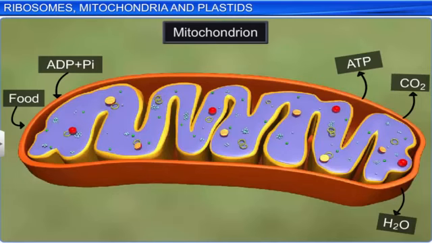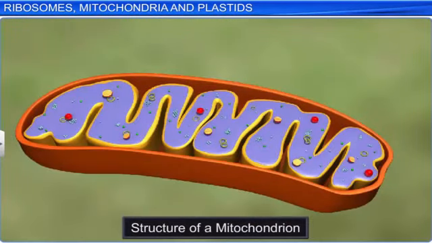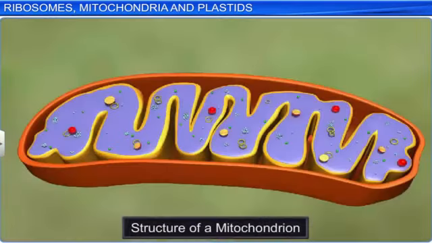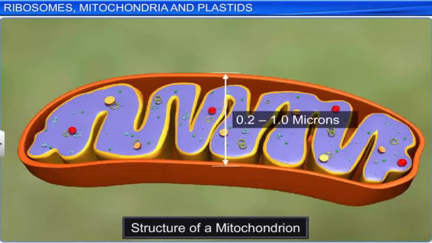The number of mitochondria in a cell varies depending on the cell's metabolism. Muscle cells, for instance, need a continuous supply of energy, and hence they contain a large number of mitochondria. Microscopic studies have revealed that a typical mitochondrion, which divides by fission, is sausage-shaped or cylindrical, with a diameter of 0.2 to 1 microns and a length of 1 to 4.1 microns.